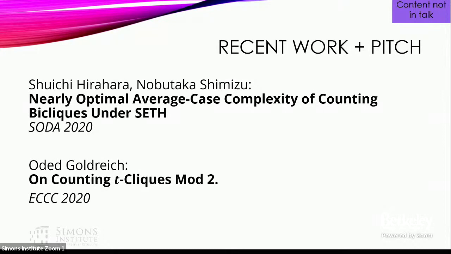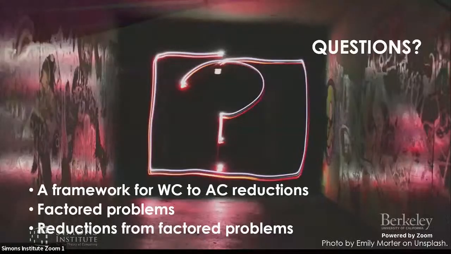Additionally, Oded Goldreich has this paper on counting T-cliques mod 2, which in fact is reproducing a result from the Boix-Adserà, Brennan, Bresler paper, but with a different twist or direction. I thought it was a fun repetition, as it turns out, of a result that already existed in the original paper.